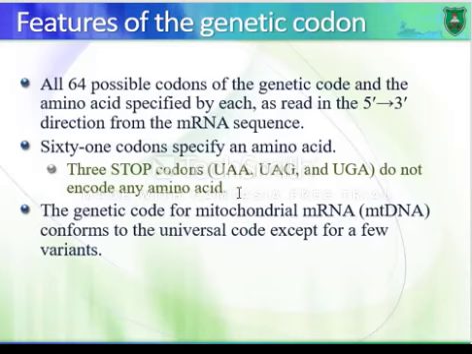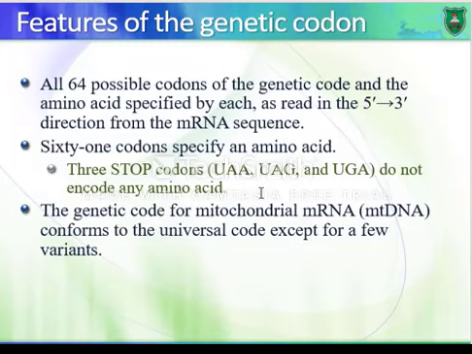Again, we have 61 codons that specify an amino acid. We have 3 stop codons, UAA, UAG, and UGA. They do not encode any amino acid. They are just a signal to the translation machine to stop the protein synthesis or the translation.